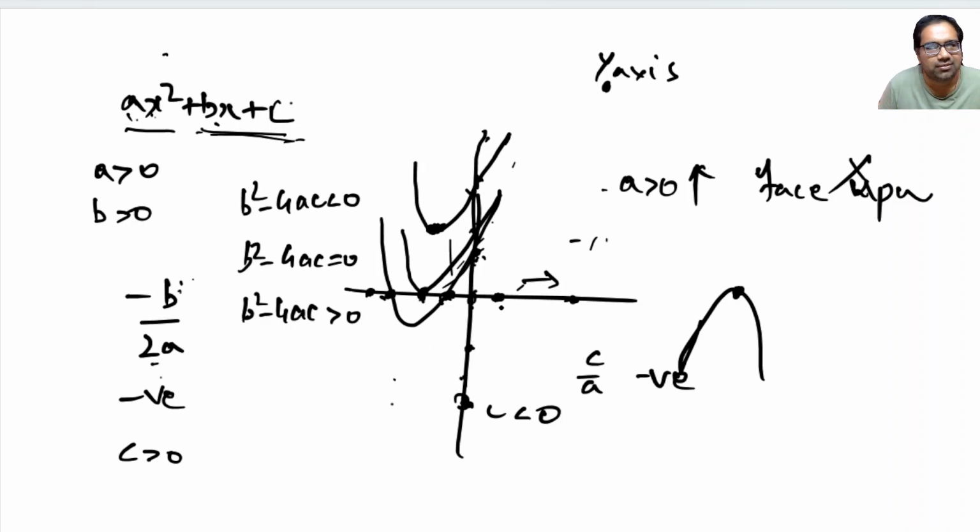If it was touching the negative y-axis, it means the product of the roots is negative. That means one of the roots has to be positive, another root has to be negative. If the product of roots is positive, that is C by A is positive, obviously both roots have to be negative. If both roots are different, they have to be negative. If both roots are the same, then also both have to be negative. And if both roots are complex, then the vertex or the real part should be negative. Right, guys? This is the geometric interpretation, or geometric way of looking at this problem.